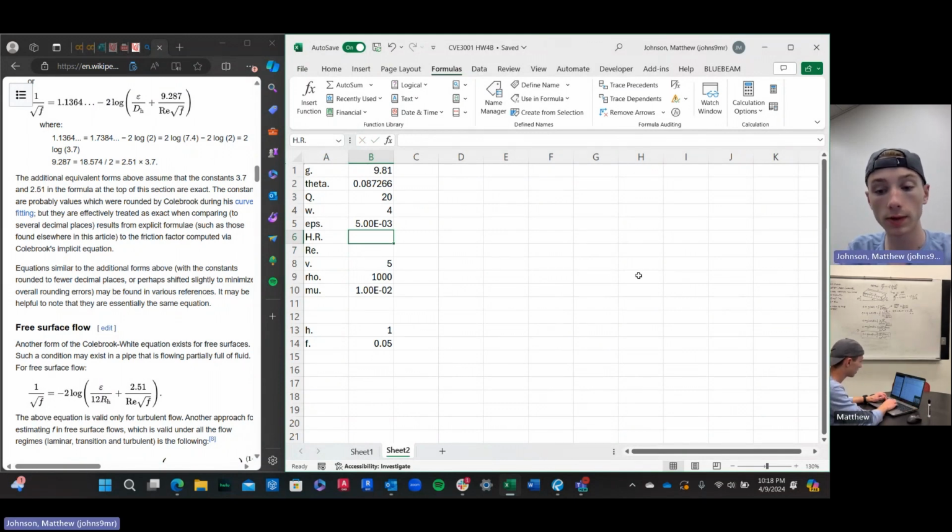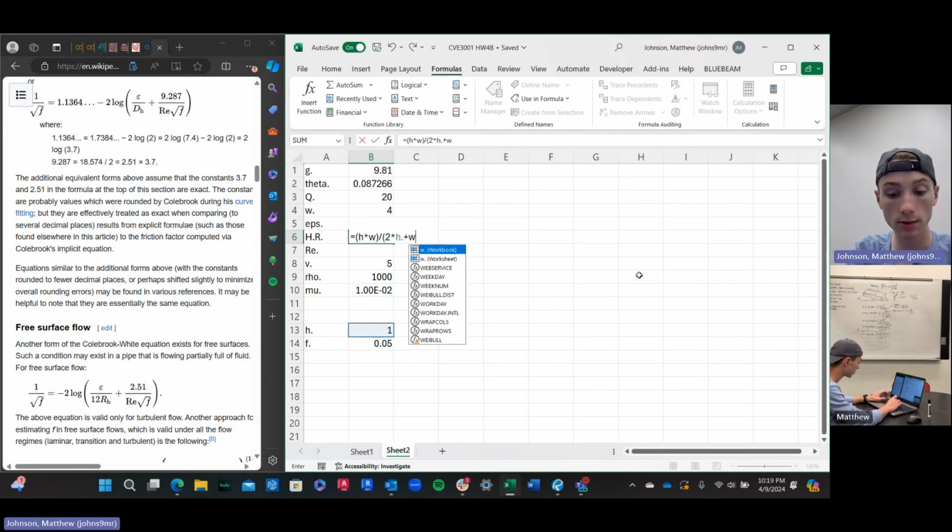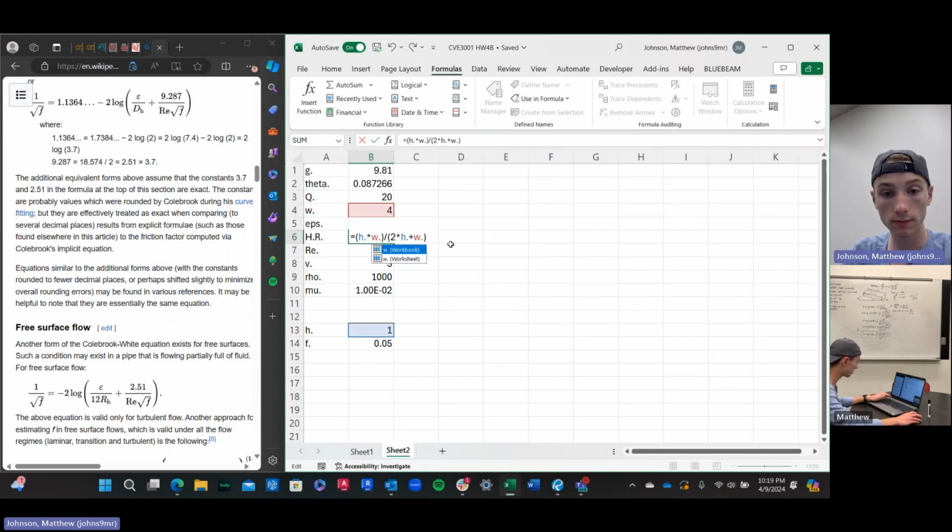We have the hydraulic radius. We said the hydraulic radius was equal to the area over the perimeter, which is H times W divided by 2H plus W. You can put that one in. That's pretty simple. We have H times W divided by 2 times H plus W. Forgot my parentheses there. Okay.